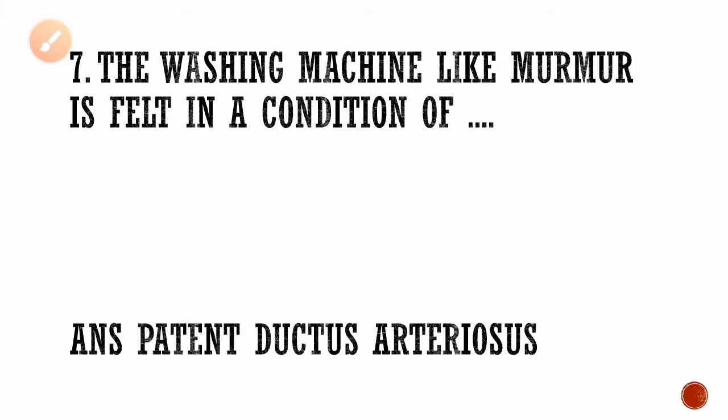Next, seventh question. The washing machine like murmur is felt in a condition of. We all know if the patient has different conditions, they show different characteristic symptoms for a particular disease. If you listen to the heart sounds and lung sounds through a stethoscope, if the person is having patent ductus arteriosus condition, PDA, you can hear the washing machine like murmur when you listen for heart sounds.